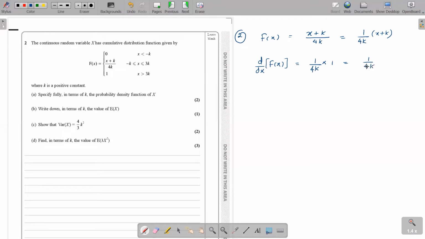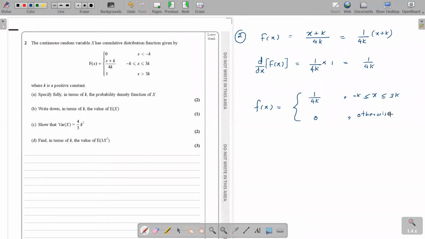Specify fully. They're asking you to specify the probability density function fully. How do you fully specify a probability density function? You write it down in this manner, you define it for all the x values. So your PDF is going to be 1 over 4k for x values greater than or equal to minus k and less than or equal to 3k, and 0 otherwise. Your PDF will be 0 for all other x values.